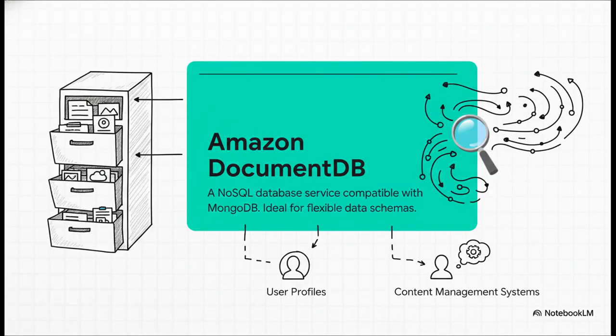But what if your data isn't so neat and tidy? What if it's kind of messy? Well, that's where a NoSQL database like DocumentDB comes in. It's built to store flexible data structures, like JSON documents. This is more like a modern filing cabinet, where each folder can hold a different kind of document. It's perfect for things like content management systems or user profiles that might change over time.